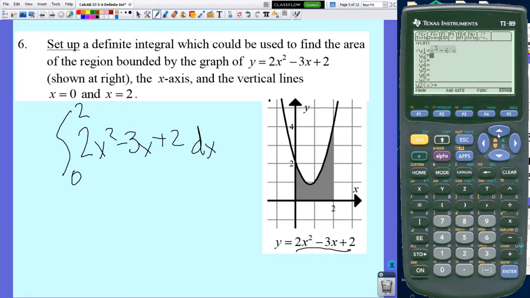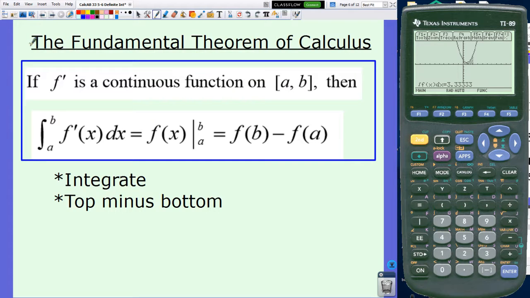And let's say I want to actually graph that to see what it looked like, to verify. I'm going to graph that, and we can plug it into a calculator. I'm actually going to integrate that again, doing the same thing I just did. Lower limit 0, upper limit 2. It'll shade it in for me. It says my area is 3.333. Awesome.